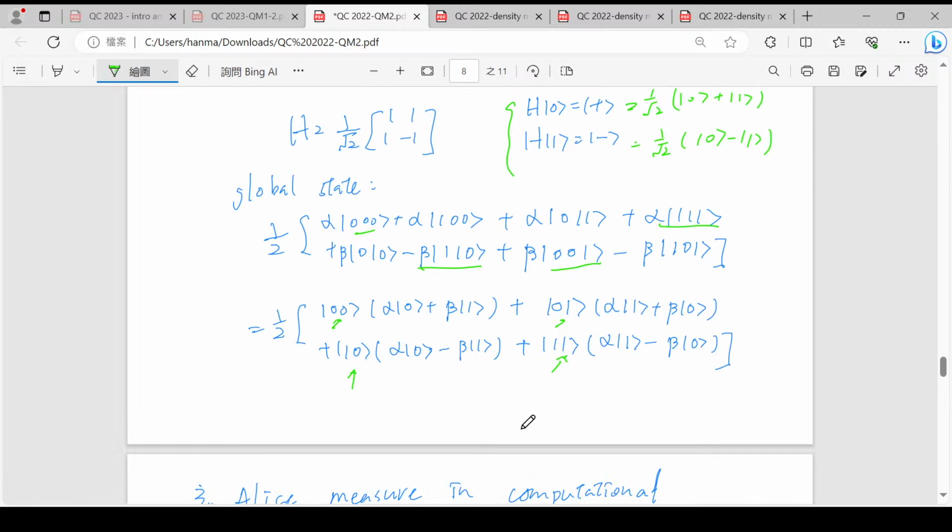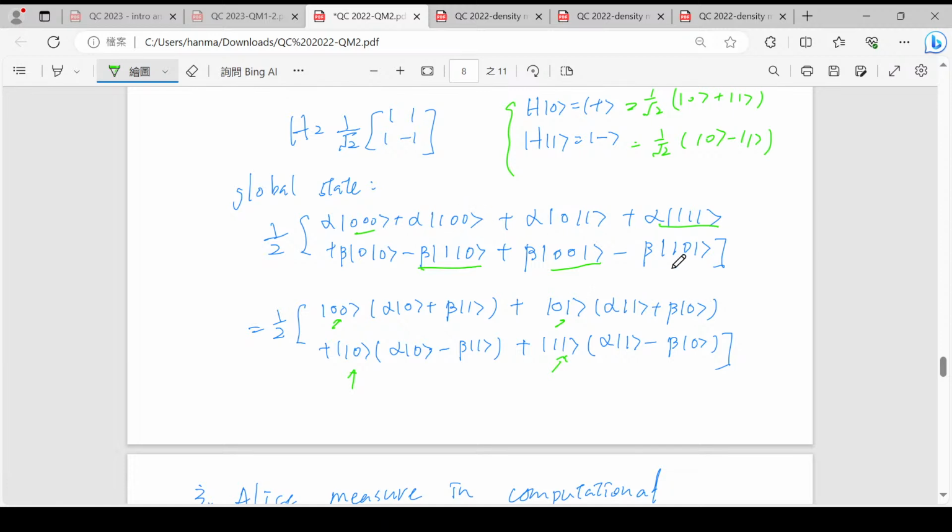And we regroup them together because we want to measure the first 2 qubits. We are going to measure the first 2 qubits in the computational basis, so we group together the first 2 qubits with the same computational basis. So with the 0, 0 term, we have a 0, 0 here, 0, 0 here, and it's alpha 0 plus beta 1 here. And for the 0, 1 term, we have the 0, 1 here and the 0, 1 here. So that's alpha 1 plus beta 0.